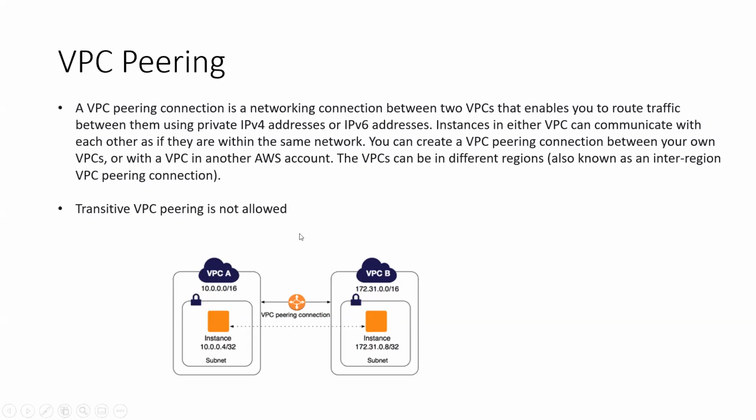You have to have a direct peering. So VPC A has peering to B, and if you want connectivity to VPC C, then VPC A has to have a direct VPC peering with VPC C. So just because A talks to B and B talks to C, A can talk to C? No, that does not work. So that's called VPC peering.